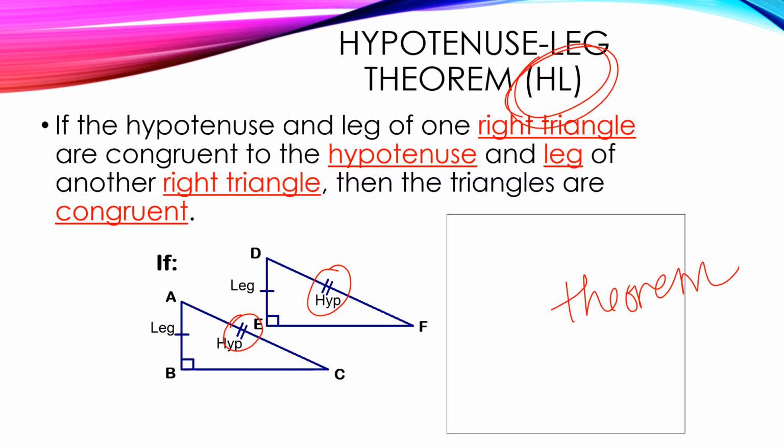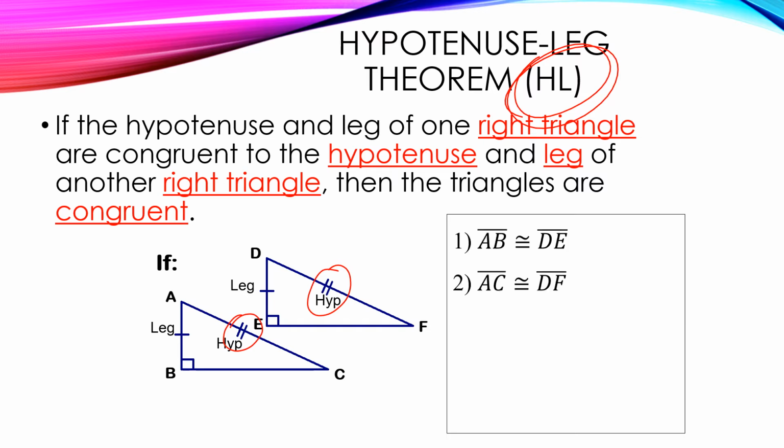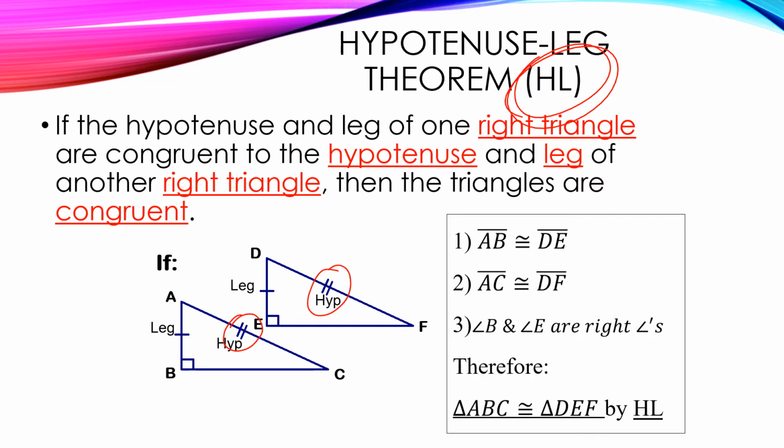So we can make a little proof here. If AB is congruent to DE, those are the legs, and AC is congruent to DF, those are the hypotenuses, and B and E are right angles, then, or therefore, we can say that triangle ABC is congruent to triangle DEF by HL, the hypotenuse leg theorem. And again, you can just abbreviate it as HL.